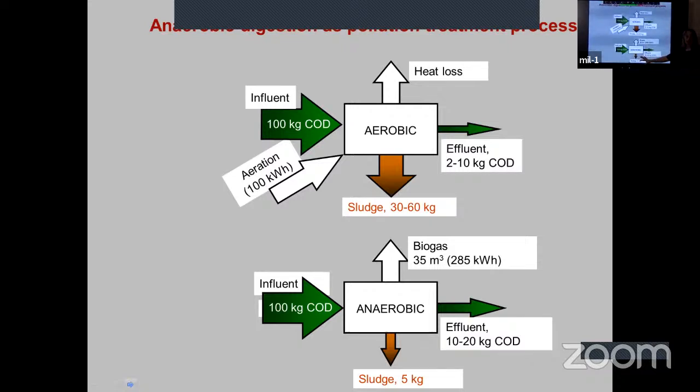This is the main advantage of this process, but as a disadvantage, you still have a higher concentration of COD in the effluent, from 10 to 20 kilograms of COD. So most of the time, you should add an aerobic process to finish removing the pollution.